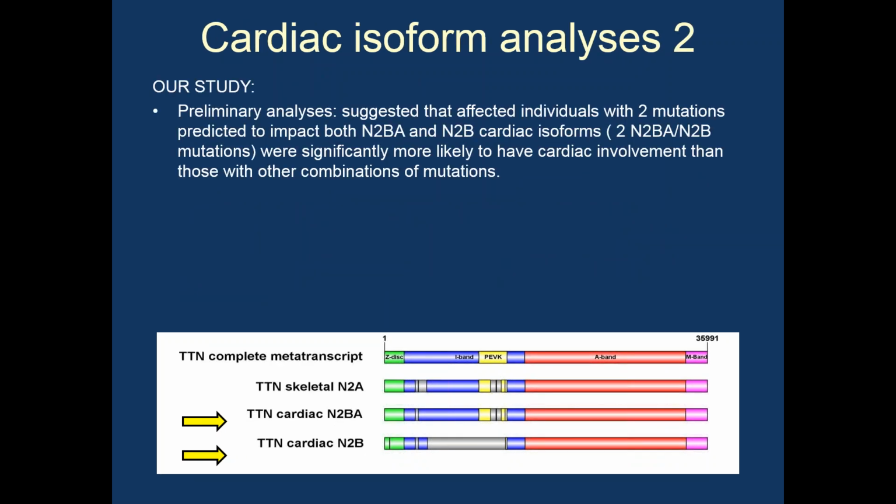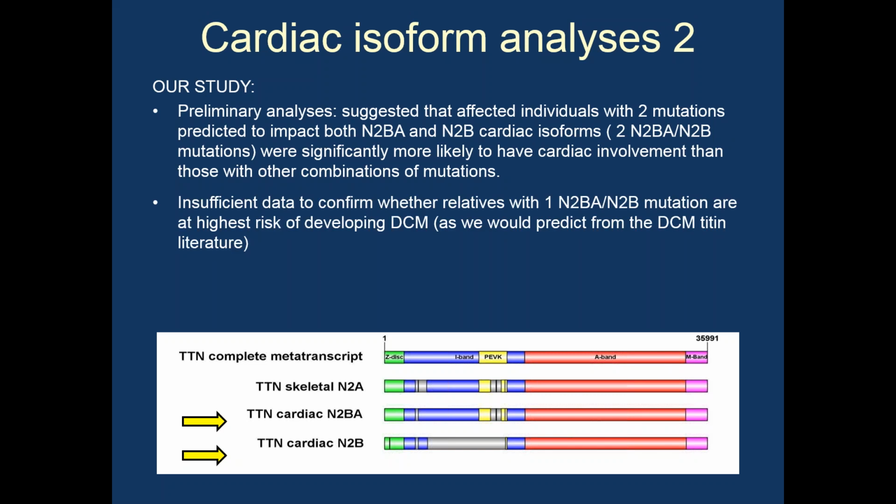So what we did in our study is that we worked with one of the teams that had actually published in this area, James Ware at the Royal Brompton in London, and they did an analysis that suggested that individuals in our cohort that had 2 mutations that both affected both of the main cardiac isoforms were significantly more likely to have cardiac involvement, so either congenital cardiac involvement or early onset dilated cardiomyopathy, than those with other combinations of mutations. I think that is really important for us to know in terms of managing our patients.